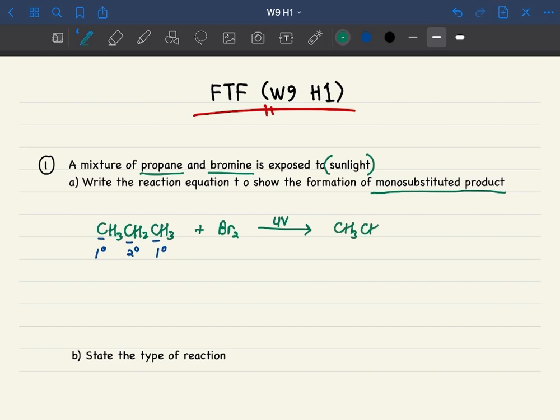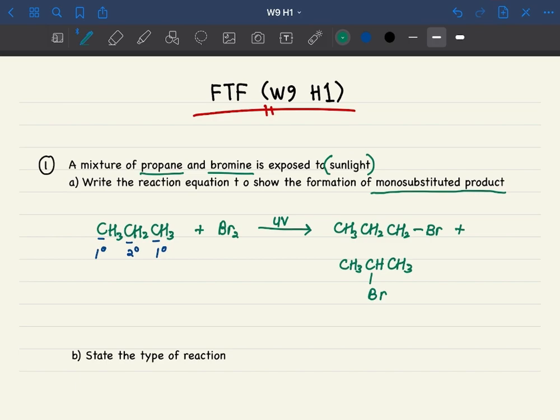CH3, CH2, CH2. Attached to this CH2 is the Br, since we are going to substitute one H with Br in the presence of UV. And our second product in the mixture is going to be CH3, CH, attached to the central C we're going to put Br, and also CH3. So these are the two products in the mixture that we are going to form from this propane.